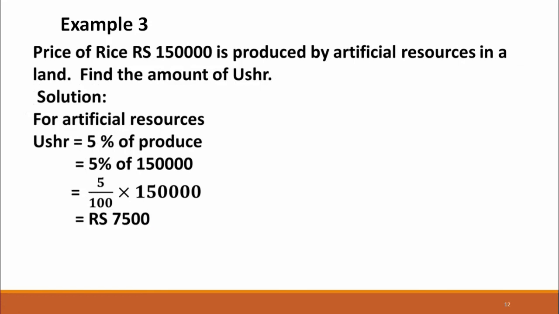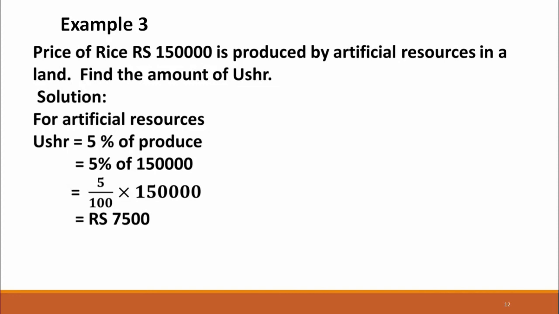Now the next example. The price of rice is 1,50,000 rupees, produced by artificial resources in a land. Find the amount of Ushr. So dear students, this is a very simple question. You see here the rate of Ushr is 5%, because in this problem it is clear that the land is irrigated by artificial resources.